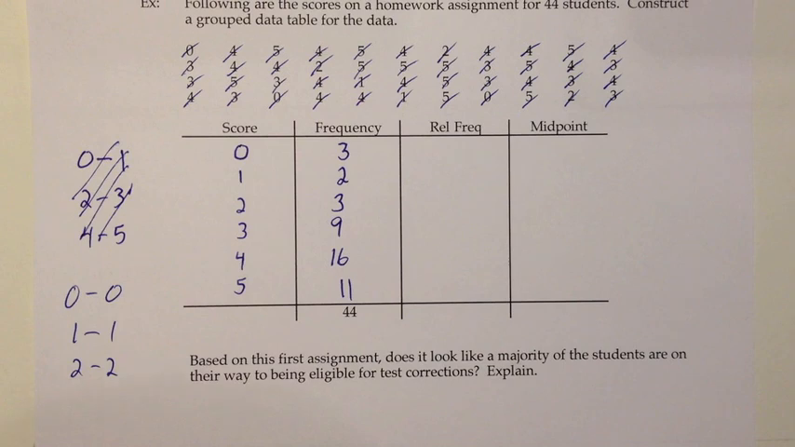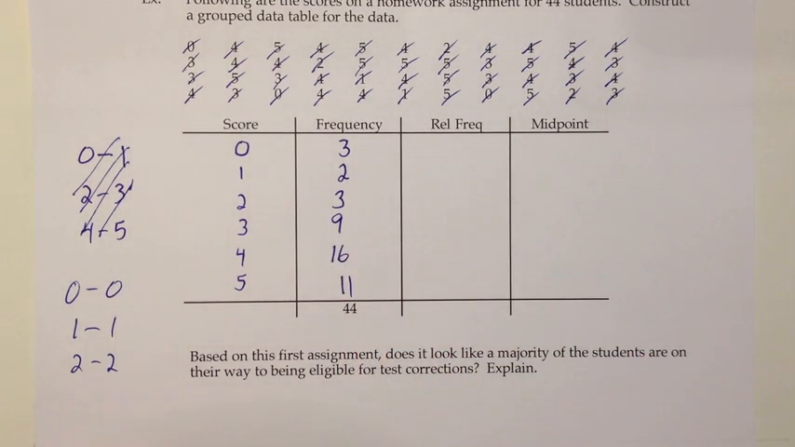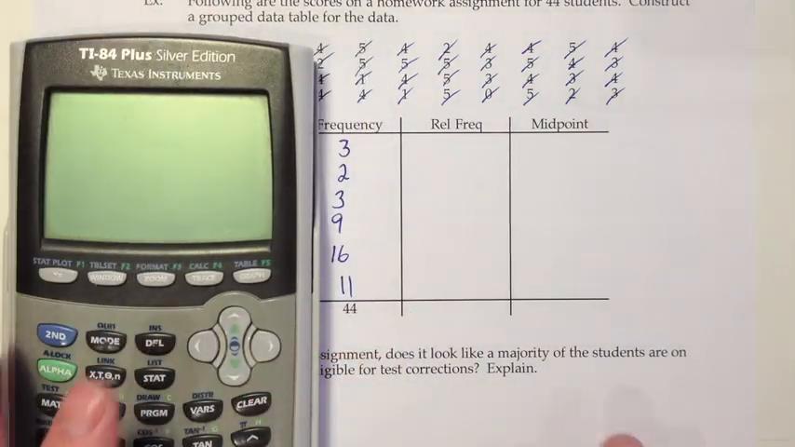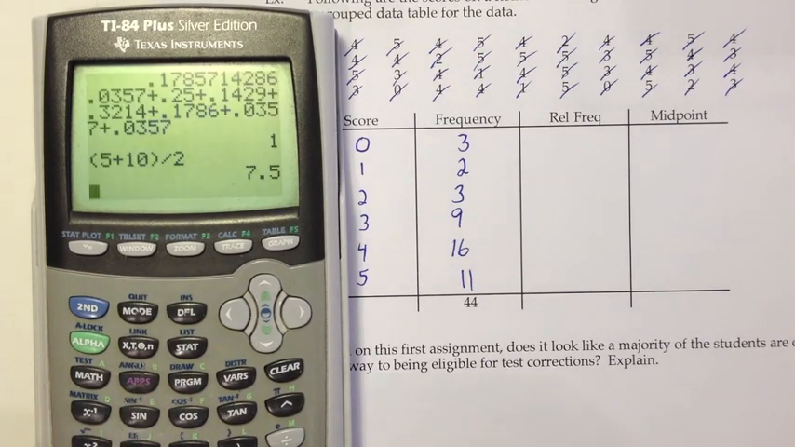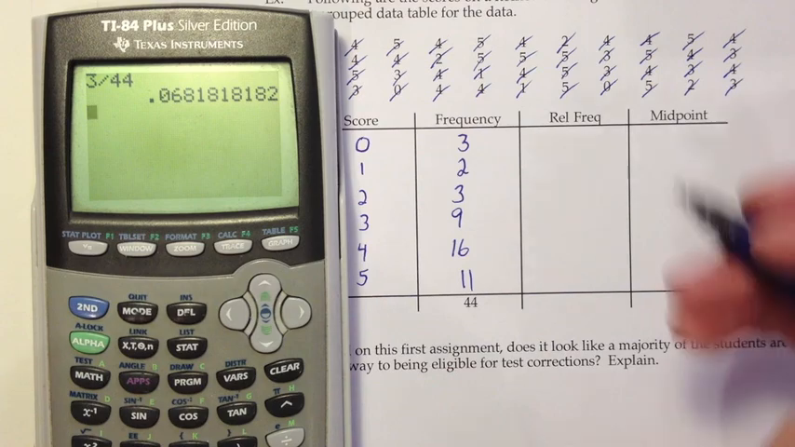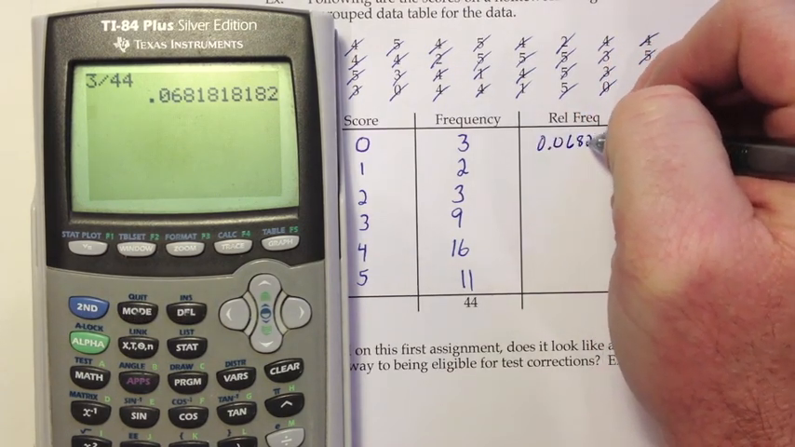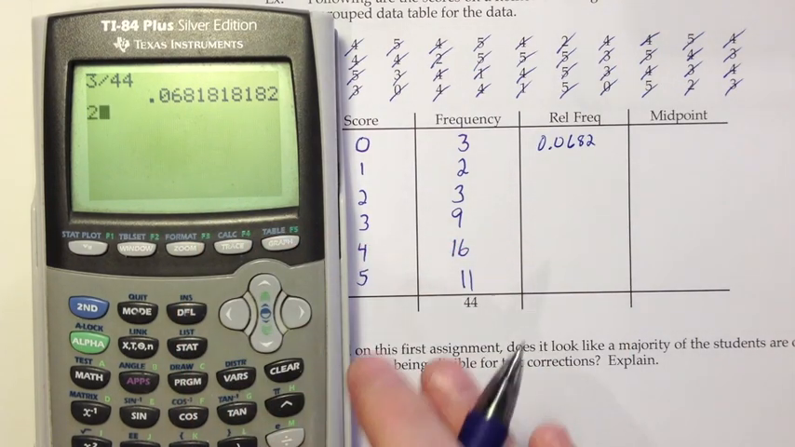Now we want to move on to the relative frequencies. And that means we're just going to divide each one of these by 44. So let me go ahead and move this over, so we can see the calculator and the paper at the same time. Clear out that old stuff. So I have 3 over 44, 0.0682. Notice it is actually a 1, but we want to round that up because of the 8.